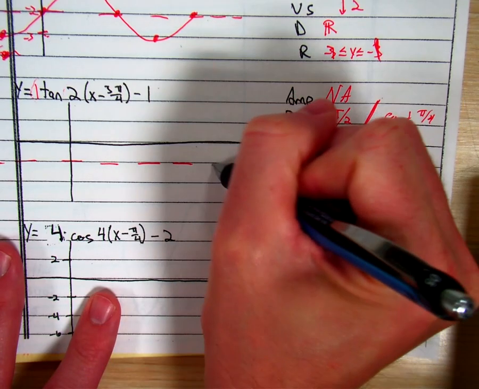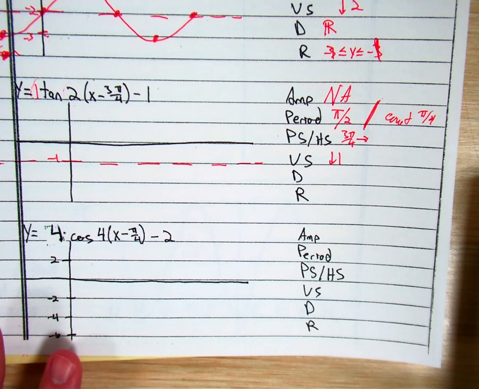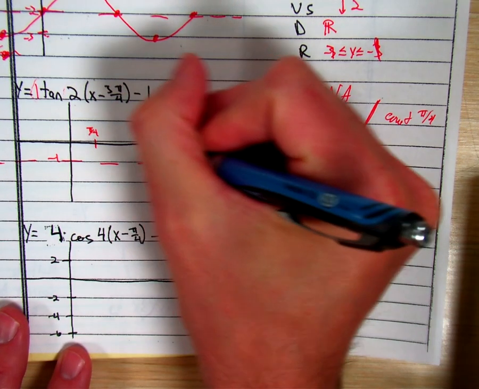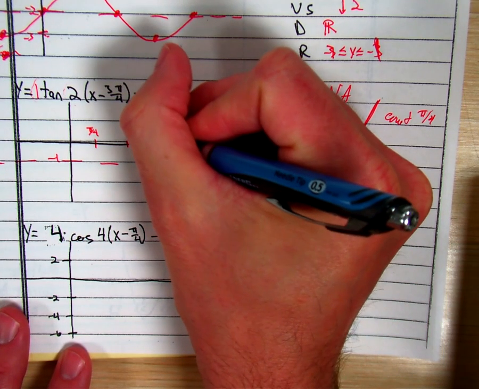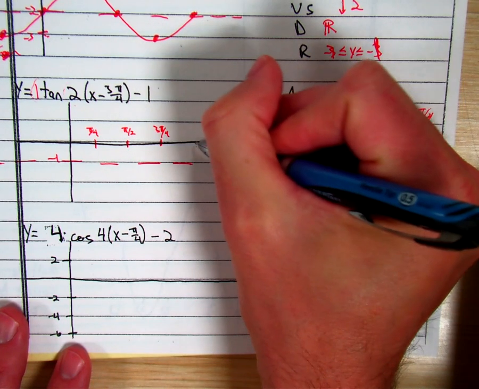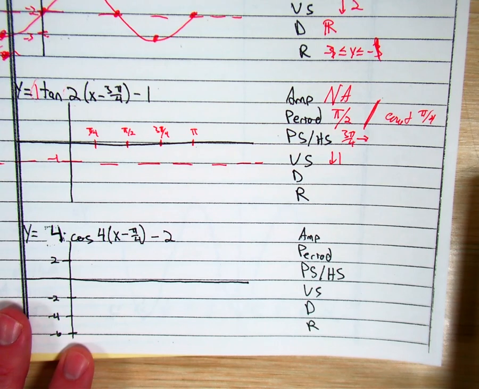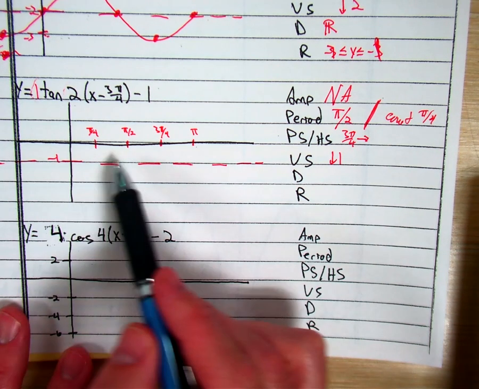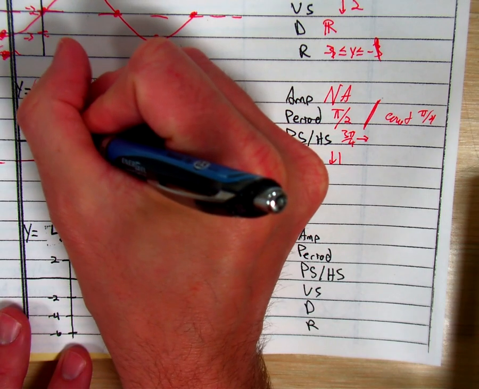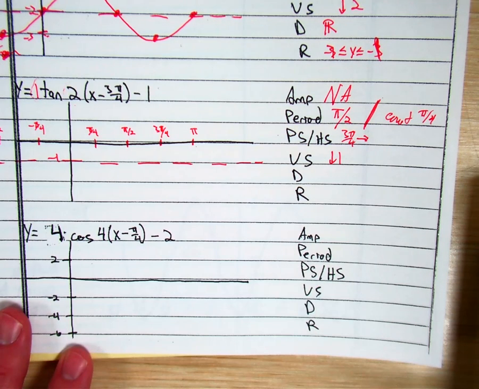So there's our new midline at negative 1. We're counting by pi over 4s. 1 pi over 4. 2 pi over 4 would be pi over 2. 3 pi over 4. 4 pi over 4 would be pi. Now we can add some on the back. I think this is good. If you want to go negative pi over 4 and negative pi over 2, we could do that.